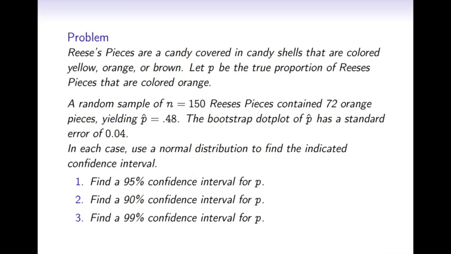But let's take a look at this problem first. Reese's Pieces are a candy covered in candy shells that are colored yellow, orange, or brown. Let P be the true proportion of Reese's Pieces that are colored orange. So suppose we wanted to know, as these things are coming out of the factory, what proportion of Reese's Pieces are orange colored. Well, one way of getting our hands on that would be to randomly sample. In this case, we did a random sample of 150 Reese's Pieces, and they contain 72 orange pieces, yielding a p hat of 0.48. The Bootstrap dot plot of p hat has a standard error of 0.04. All right. In each case, use a normal distribution to find the indicated confidence interval. So we want to find a confidence interval at 95%, 90%, and 99%. So let's go to the whiteboard and see that calculation develop.